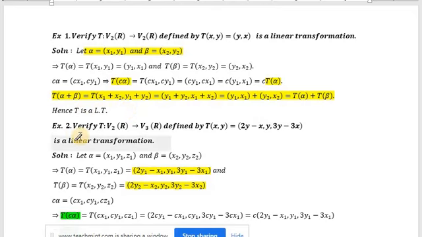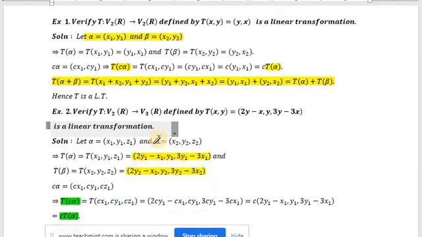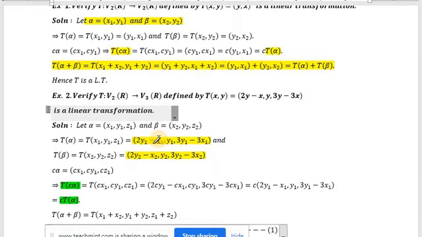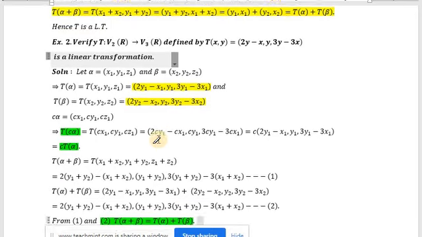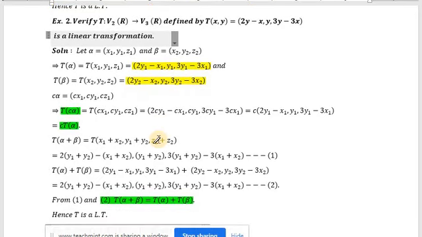Second one, verify T from V2(R) to V3(R) defined by T of (x,y) is equal to (2y minus x, y, 3y minus x) is a linear transformation. So to prove this as a linear transformation, again we have to prove T of alpha plus beta is equal to T alpha plus T beta, and c into T of alpha is equal to T of c alpha.